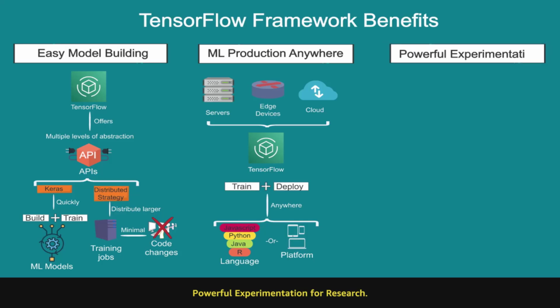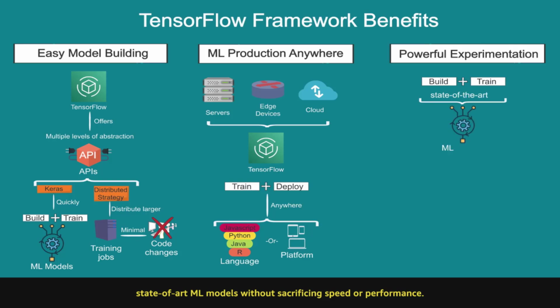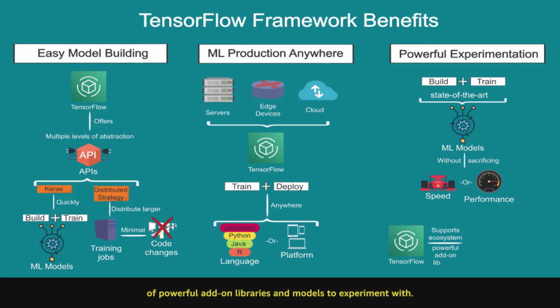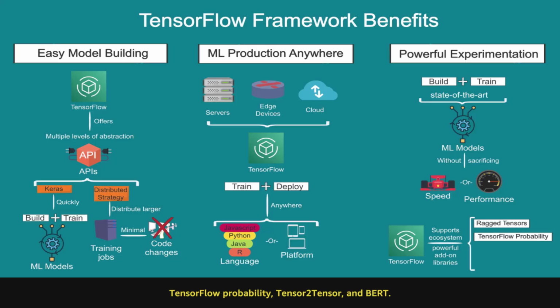Powerful experimentation for research. Build and train state-of-the-art ML models without sacrificing speed or performance. TensorFlow also supports an ecosystem of powerful add-on libraries and models to experiment with. This includes ragged tensors, TensorFlow Probability, Tensor2Tensor, and BERT.